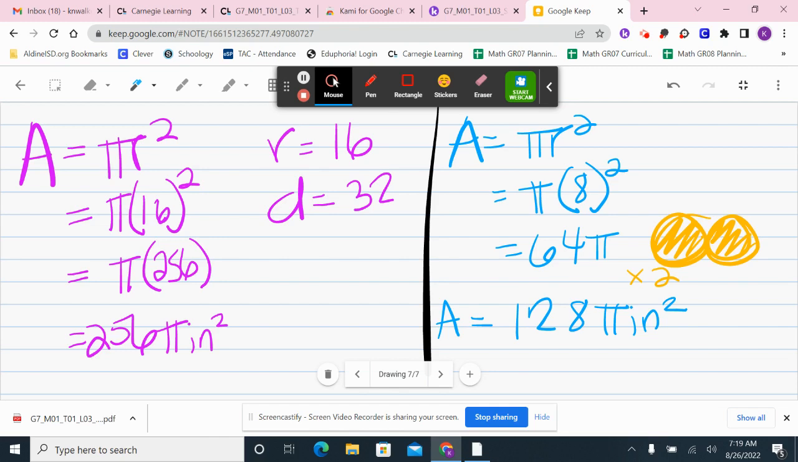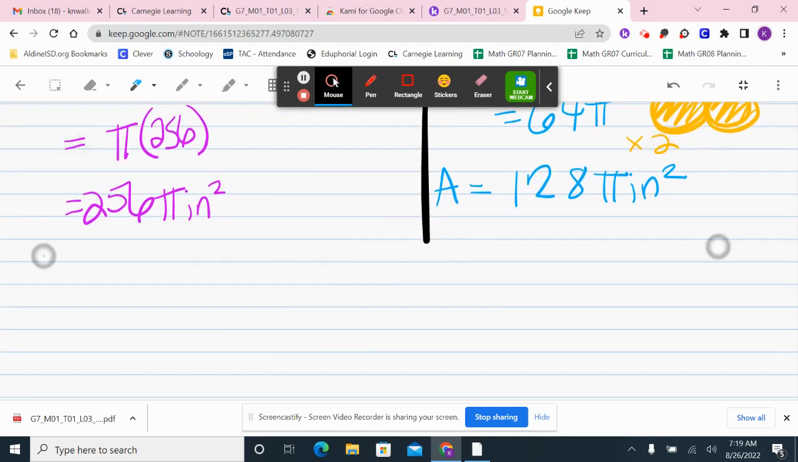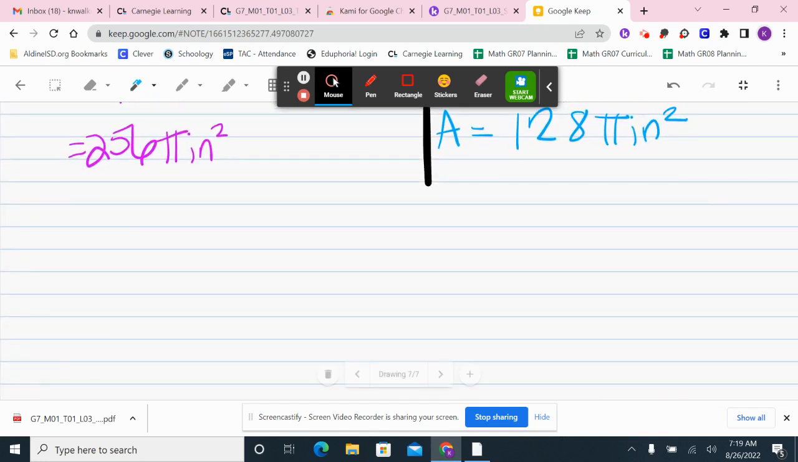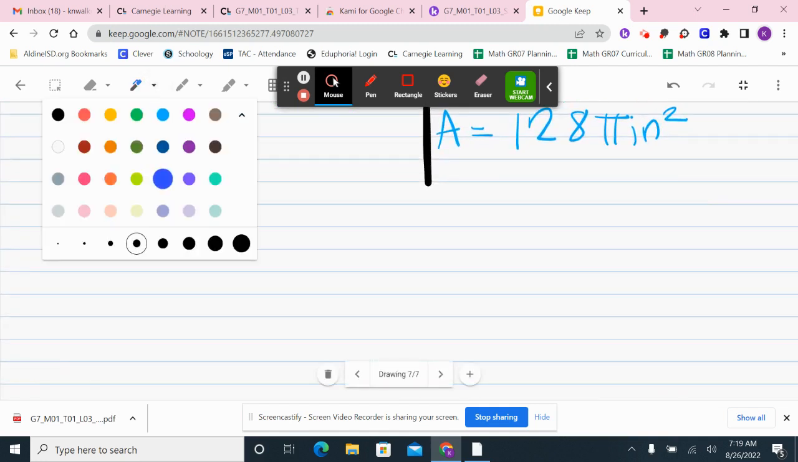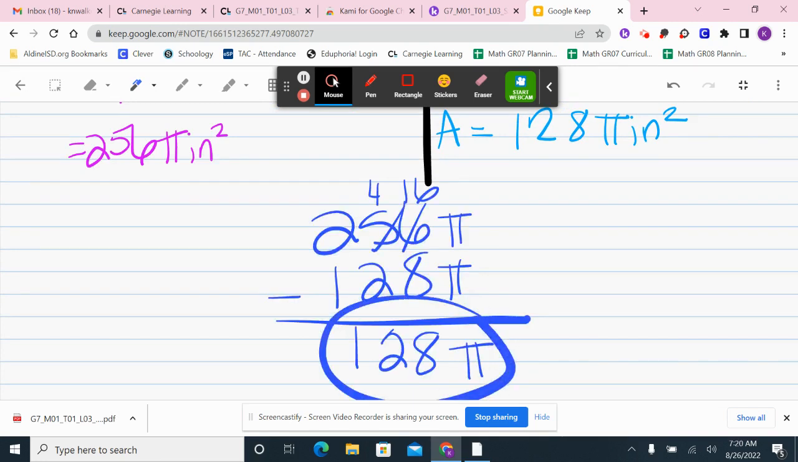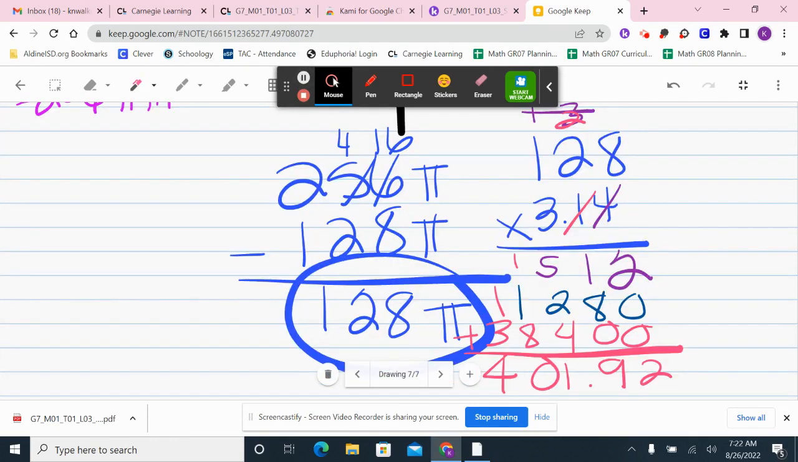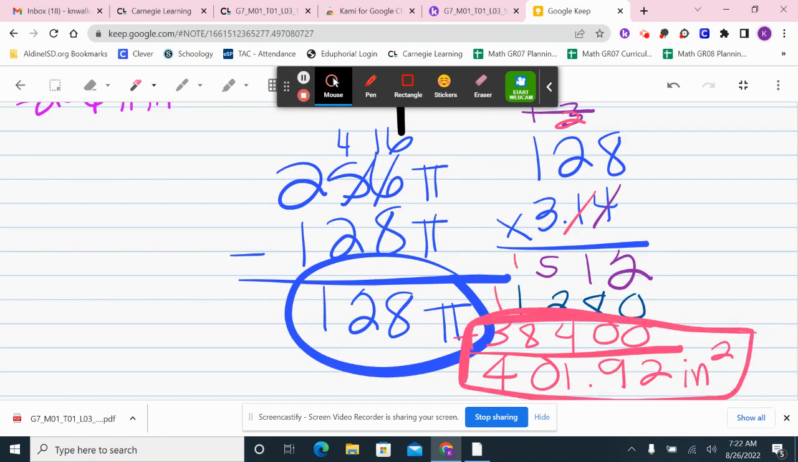One final thing that you should have done or should have noticed is that both of my answers are in terms of pi, so I can easily subtract now. So now we have 128 pi, but when we multiply 128 pi by 3 and 14 hundredths to get our final answer, you should get 401 and 92 hundredths inches squared would be the area of that shaded region, which you can also estimate to be about 402.